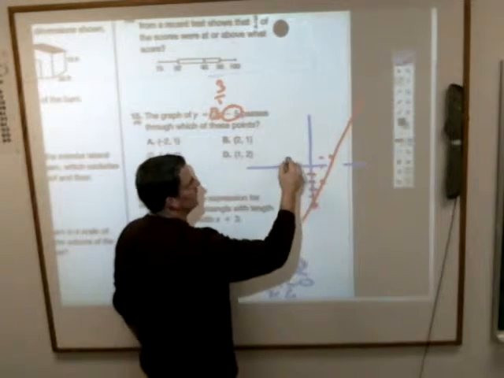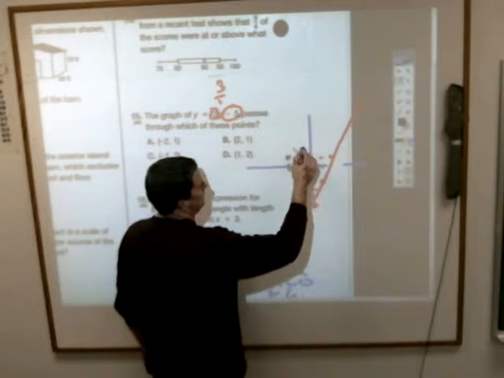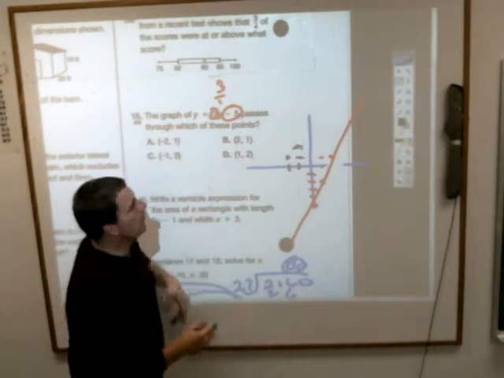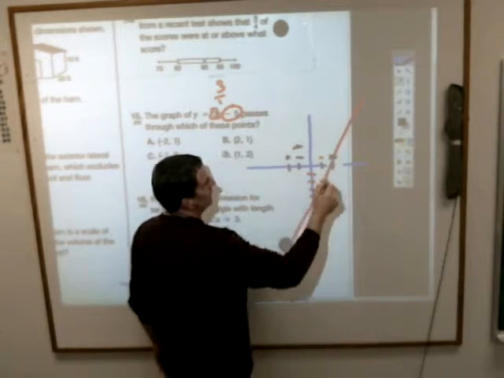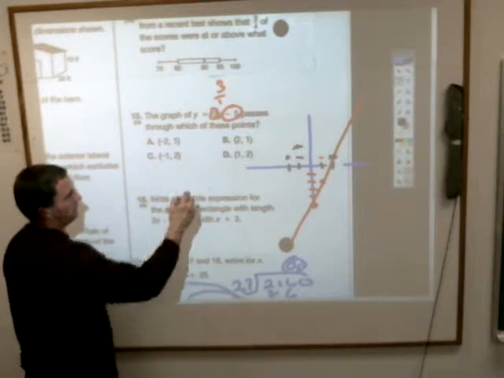Well, here's -2, 1. That certainly isn't on the line. -1, 2 certainly isn't on the line. 2, 1, oh yeah, there you go. That one looks like it's on the line. 1, 2, no, that's probably not on the line. So this would be 1.